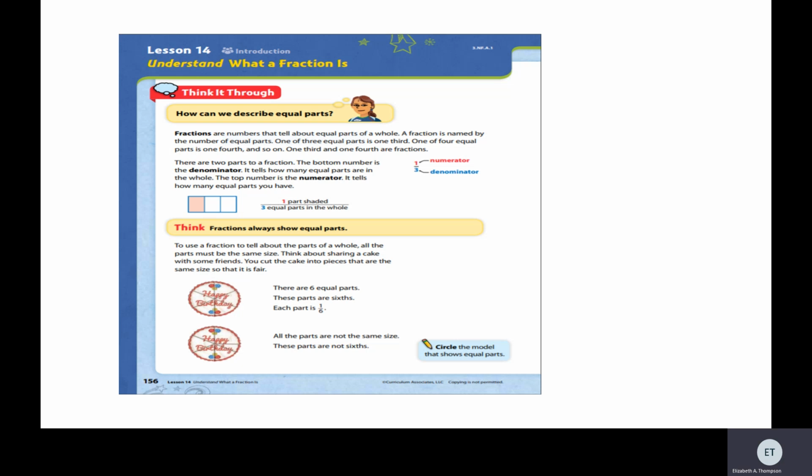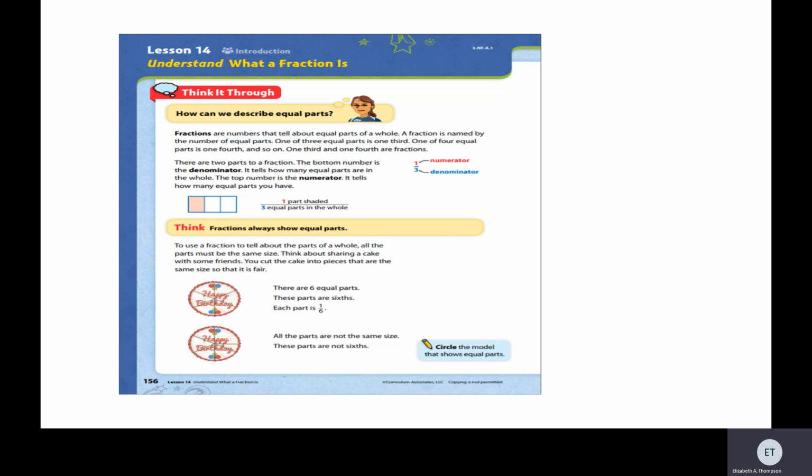Look at the cakes down below. The first cake is divided into 6 equal parts. Think of it as if you were at a party and you were sharing a cake with some friends. You would each want to have an equal piece. So this cake would work. Each piece would be 1/6 of the cake. The bottom cake, however, would not work because it's not broken into equal parts. So these are not 6.